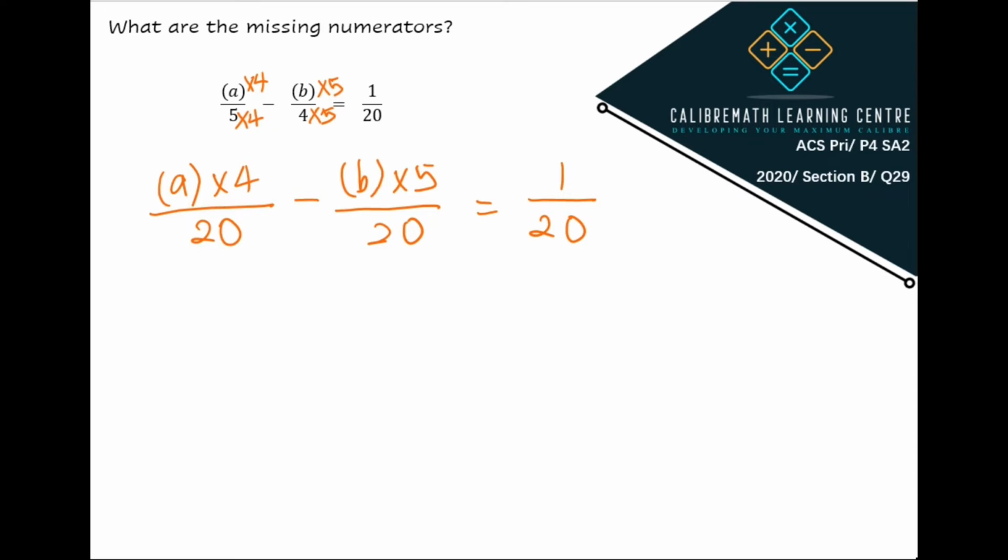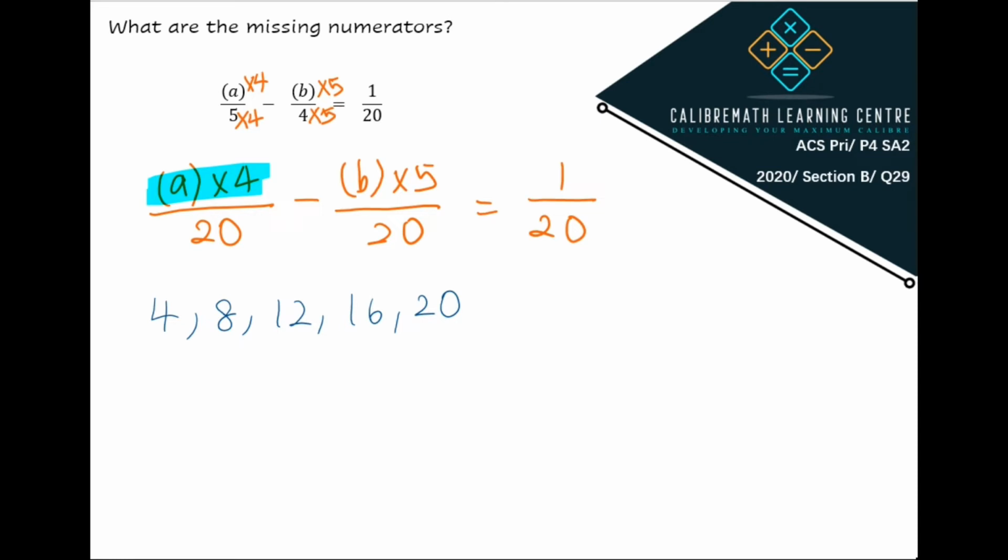Now, when the numerator is something multiplied by 4, this is trying to tell us that the number is in fact a multiple of 4, and so it appears in the 4 times table. So let's list out the possible numbers in the 4 times table. We'll start with 4, 8, 12, 16, 20, and so on.